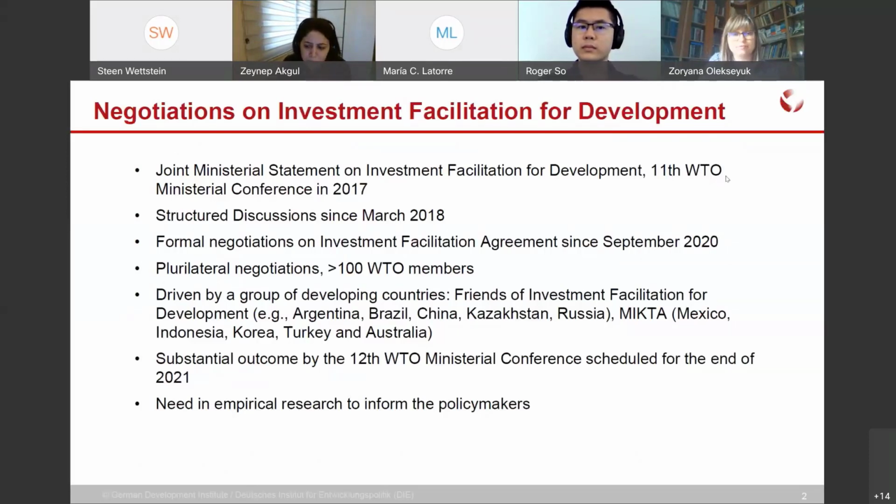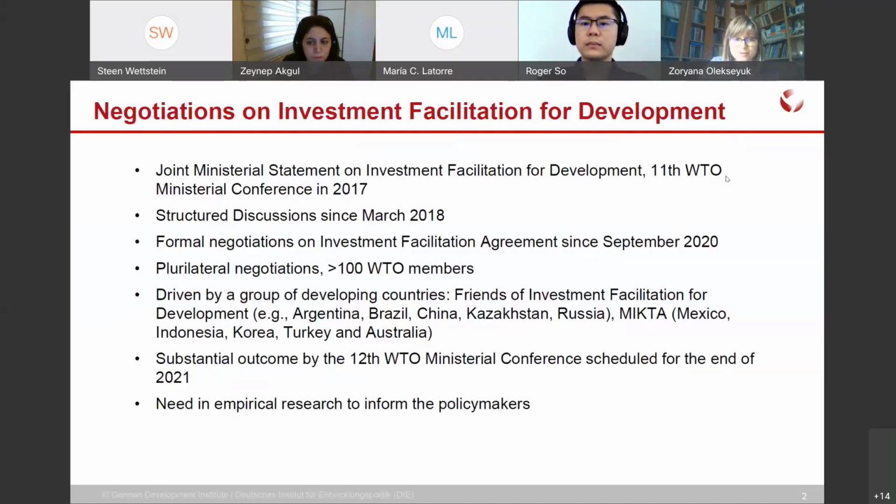Although there were discussions on investment facilitation just after the signing of the Trade Facilitation Agreement, this was still the first significant step in this direction. Directly after that conference, structured discussions started in March 2018. And after 2 years, which is very, very quick, formal discussions at the WTO started on an investment facilitation agreement. Those are really big plurilateral negotiations where now over 100 countries are participating.